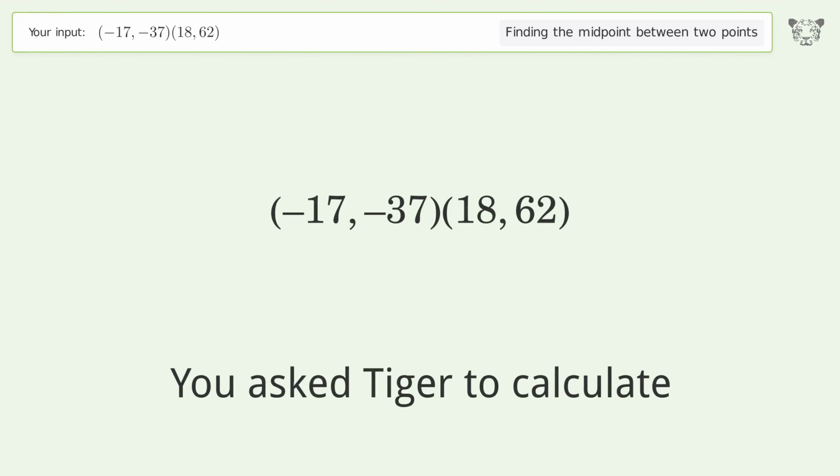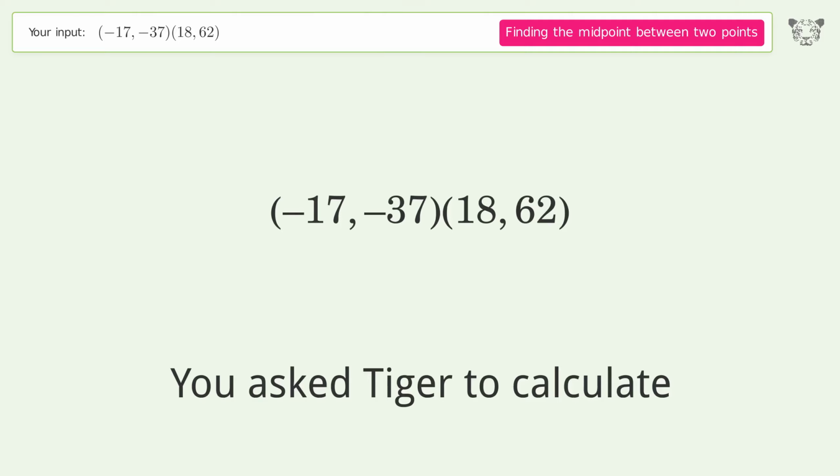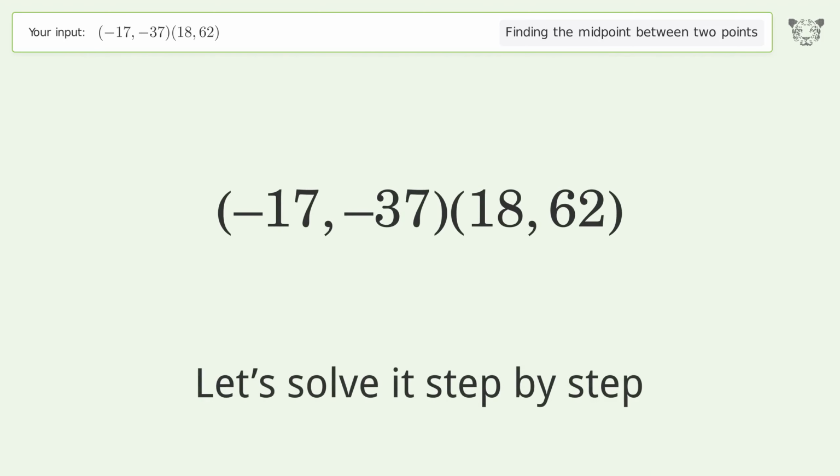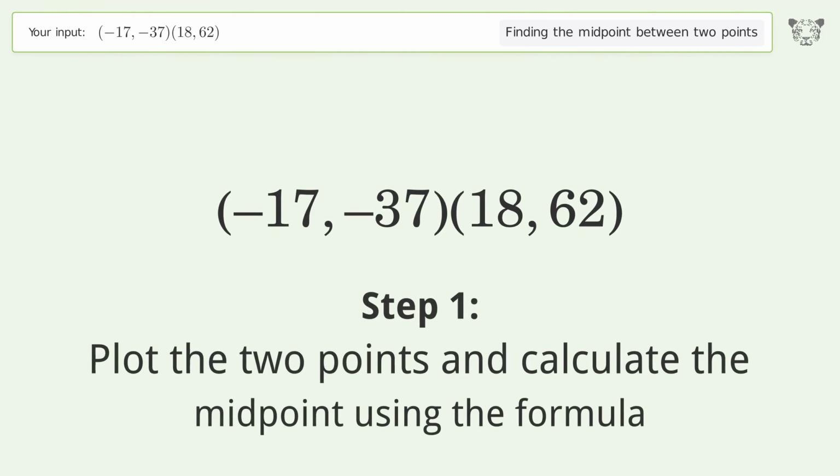You ask Tiger to calculate. This deals with finding the midpoint between 2 points. The midpoint between the 2 points is 0.5, 12.5. Let's solve it step by step. Plot the 2 points and calculate the midpoint using the formula.